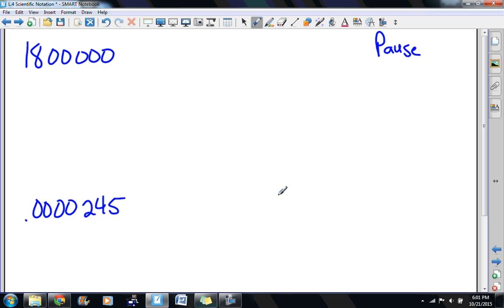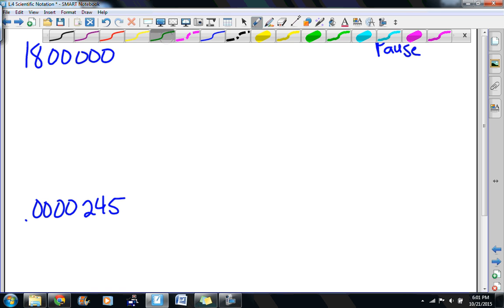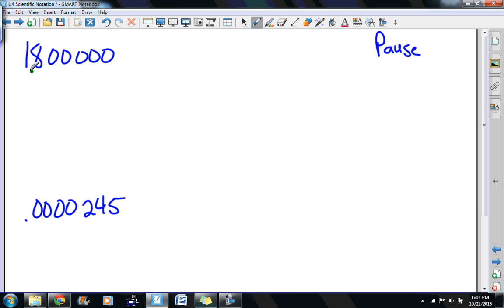Try these on your own. Right here, I put my decimal point right there, and I get 1.8 times 10 to the 6th power. For this number down here, my decimal point goes right there, 2 and 45/100ths times 10 to the negative 5th this time. If you have problems on any of these, once again, come talk to me. We'll work through some examples together.